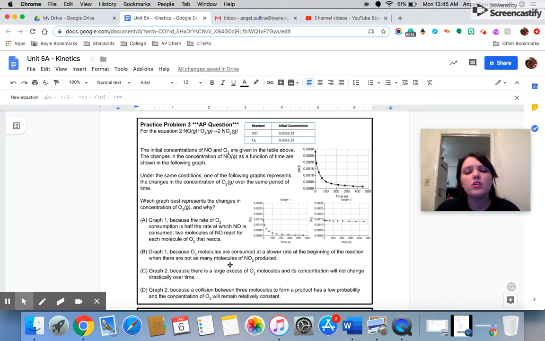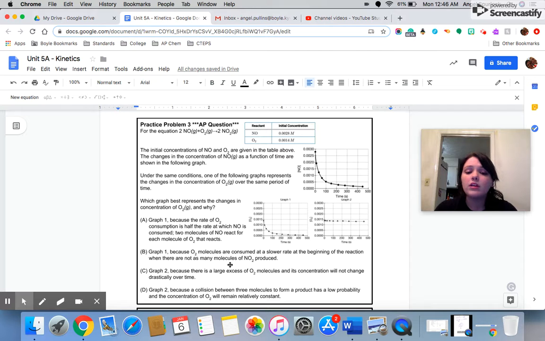Also, molecules are always consumed faster at the beginning because you have so many of them. The problem is that after they react, they're gone, and so now your number of molecules has decreased, and so now your rate is going to start decreasing. Your rate is always going to be the fastest right when the reaction starts because you have your full number of molecules at that point. Okay, so B does not make any sense for 2 reasons.